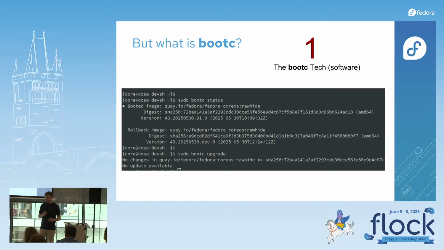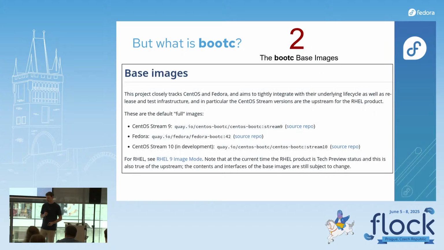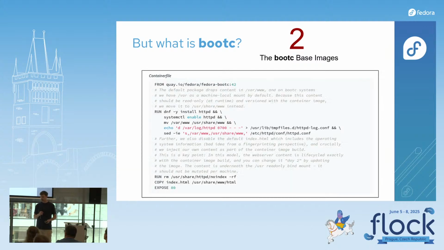And here's an example of running bootc status to show what's provisioned on your system, and bootc upgrade to show if there are updates available. And then there are the bootc base images. So these are actual container images pushed to a registry. There's ones for CentOS, there's ones for Fedora. But what are these useful for? They're for building your own.